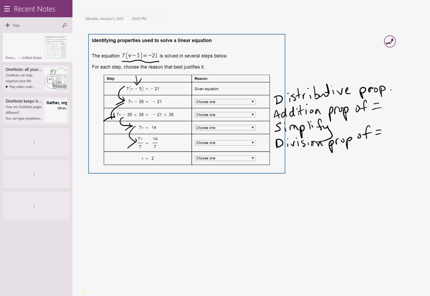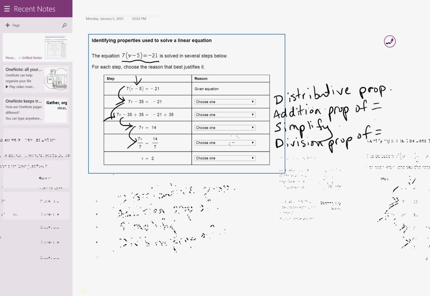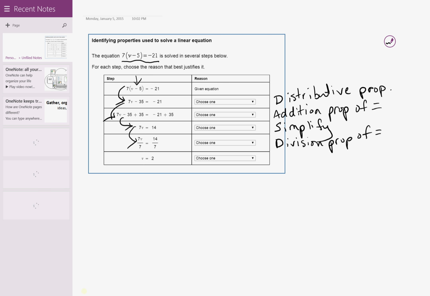And like the addition and subtraction properties of equality, we have division and multiplication properties of equality. The division property of equality says that we can divide both sides of an equation by any real number other than 0. We don't divide by 0 in algebra. And the multiplication property of equality says that we can multiply both sides of an equation by any number other than 0.